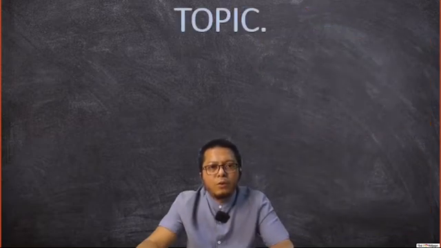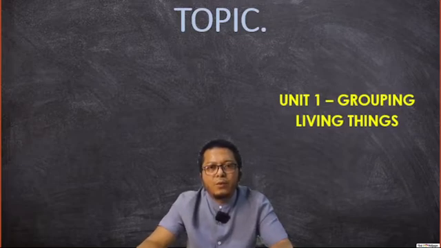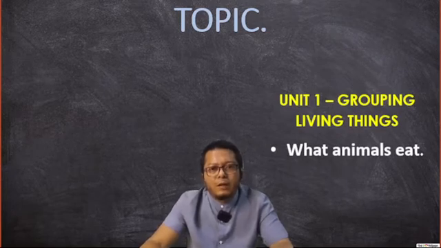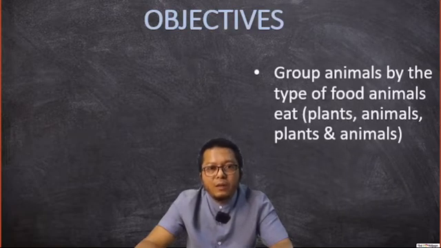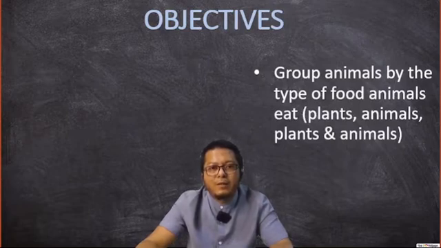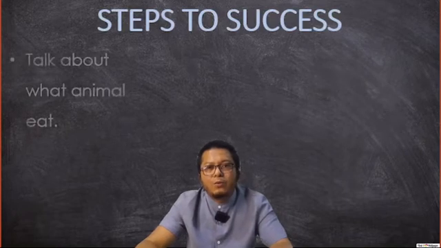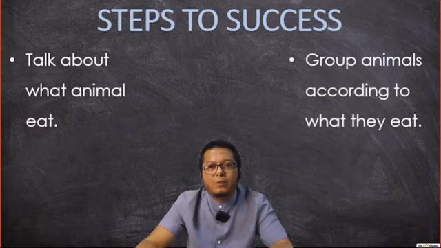Moving on to a new topic which is still related to grouping living things. This week we shall talk about what animals eat. Animals can be grouped by what animals eat. So our objective is to group animals by the type of food animals eat, that is plants, or animals, or plants and animals. So what we need to do this week is to talk about what animals eat, and then we shall group animals according to what they eat.